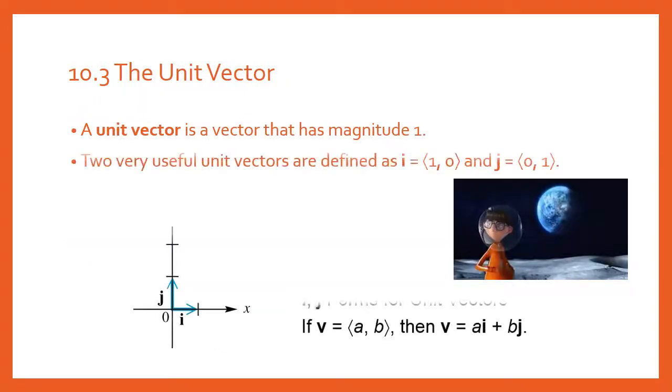Now, a unit vector is a vector with a magnitude of 1. And two very useful unit vectors are i and j. i is the vector 1, 0, and j is the vector 0, 1. And we can define everything in terms of the unit vectors. So if v is (a, b), then we can write it as ai plus bj. In other words, the component a times the i unit vector plus the component b times the j unit vector.